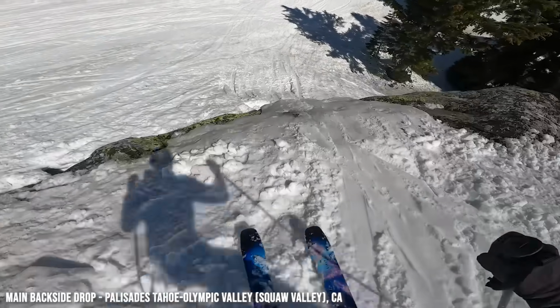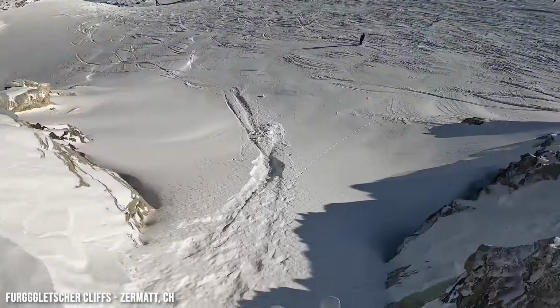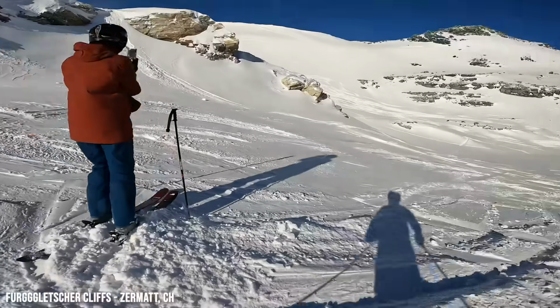Some other major extreme terrain you can find are cliffs and other various drops. Again, these are relatively straightforward, requiring a bit of airtime and some good technique and strength to land properly and ski out.